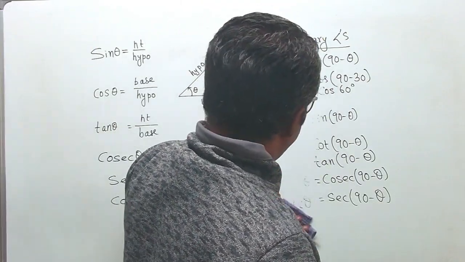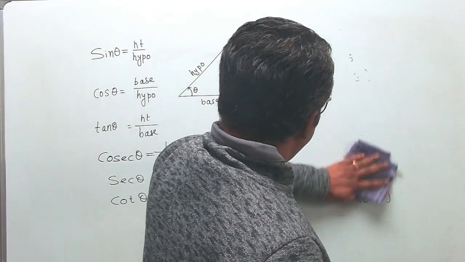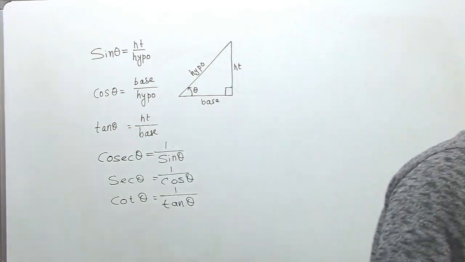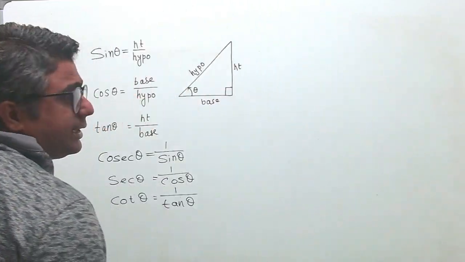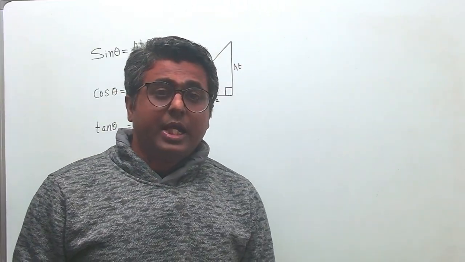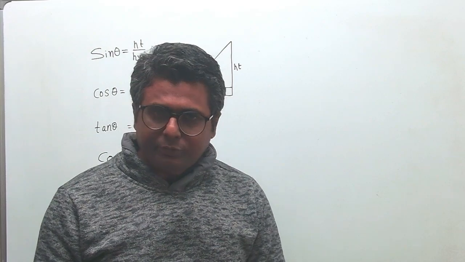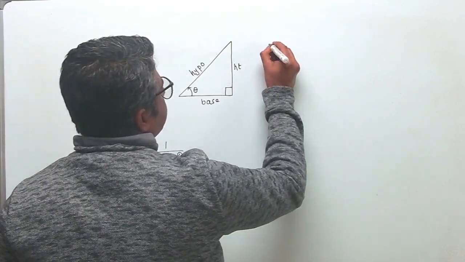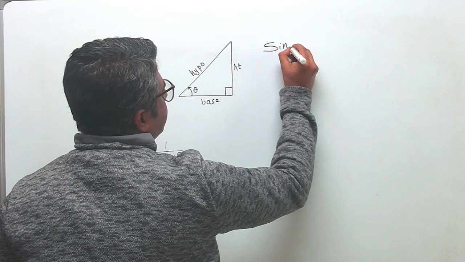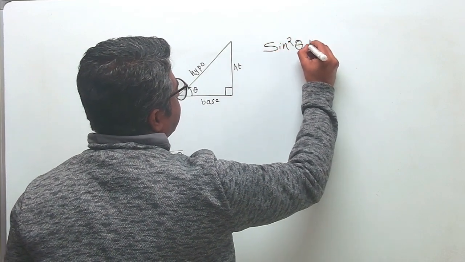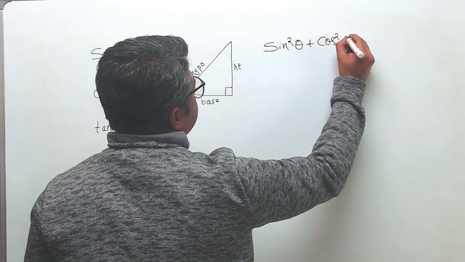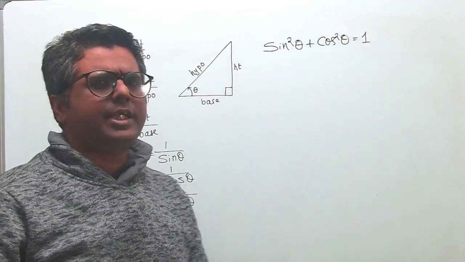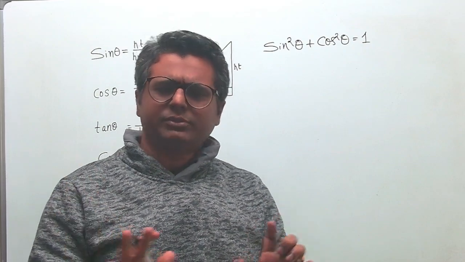Identities also, after a few seconds, will be within our hands. How? Let us see. See, there are three identities that we use. One is sin square theta plus cos square theta is equal to 1. This one is pretty easy. Each and every one of you remembered this one, I know.